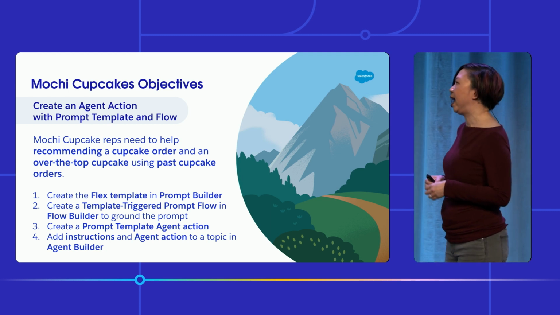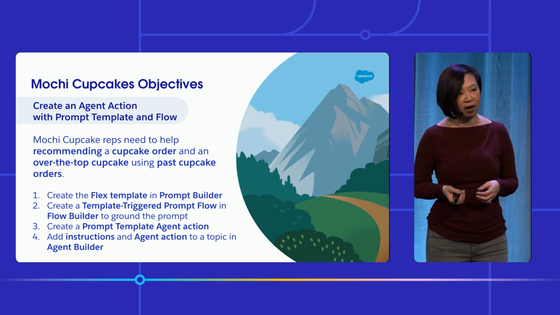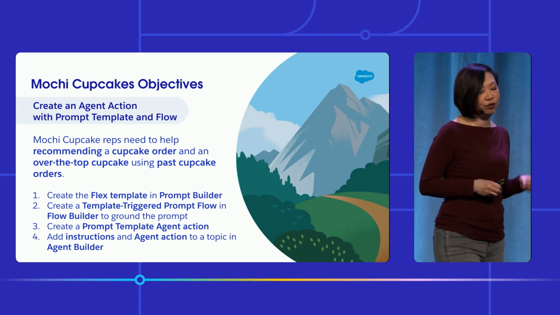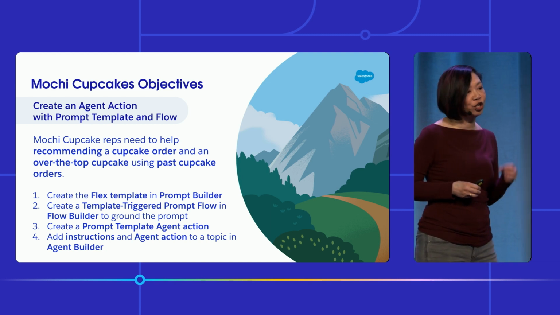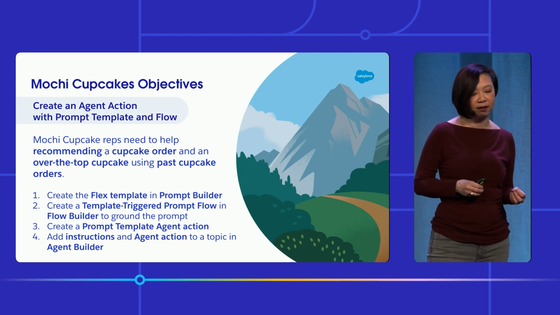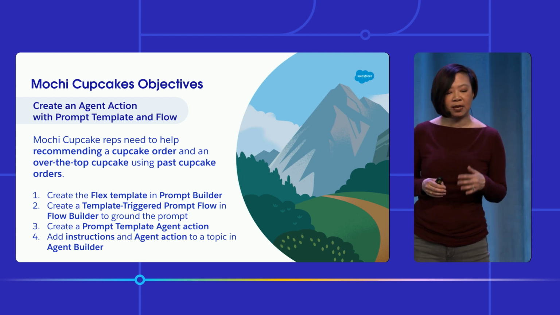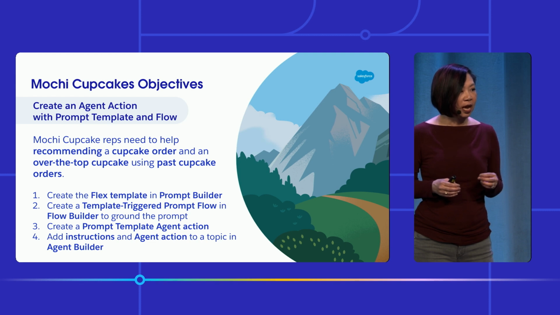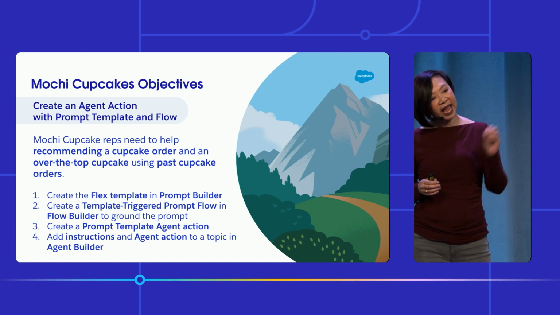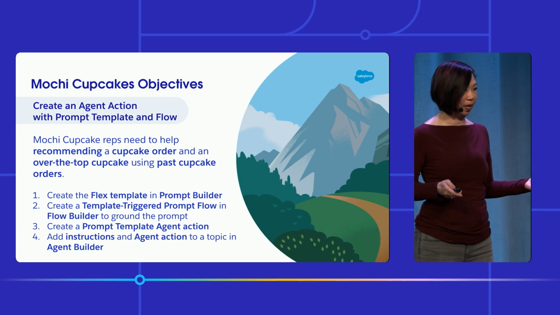So first, we're going to create a flex template in Prompt Builder. Then we're going to use a template-triggered prompt flow in Flow Builder to ground the prompt with data. Then we're going to create a prompt template agent action. And then we're going to add the instructions and the agent action into Agent Builder.